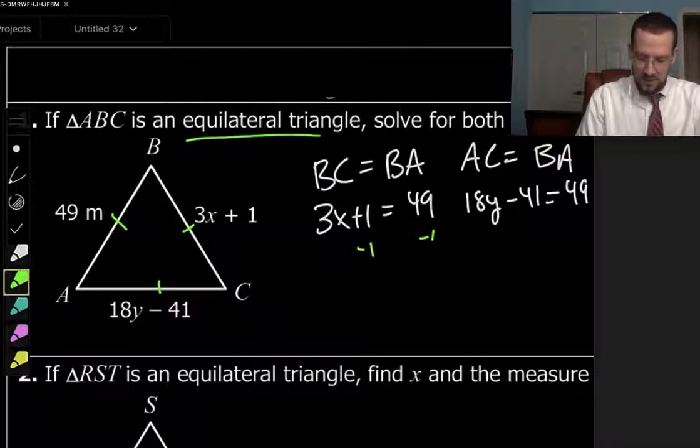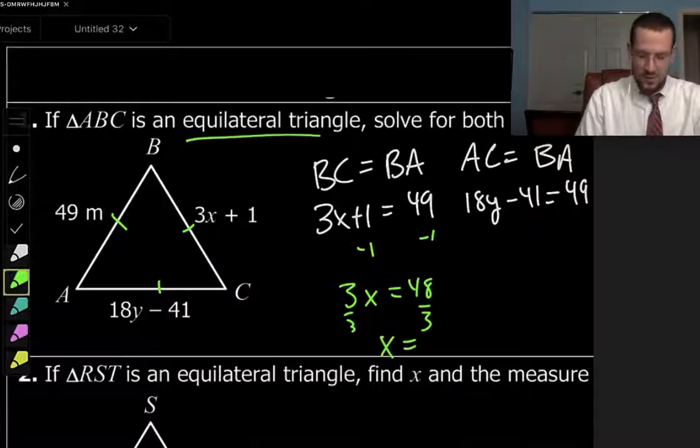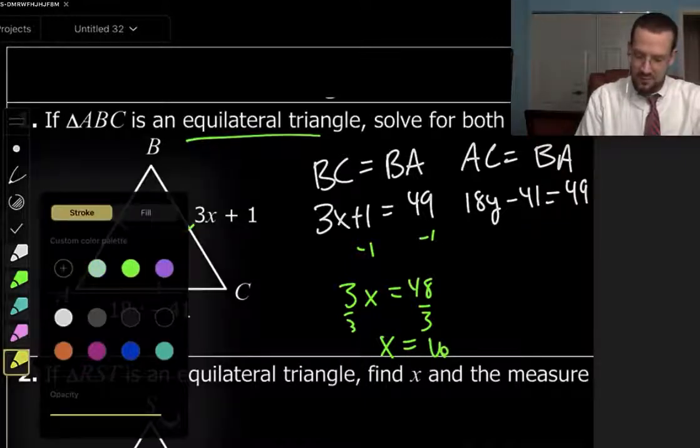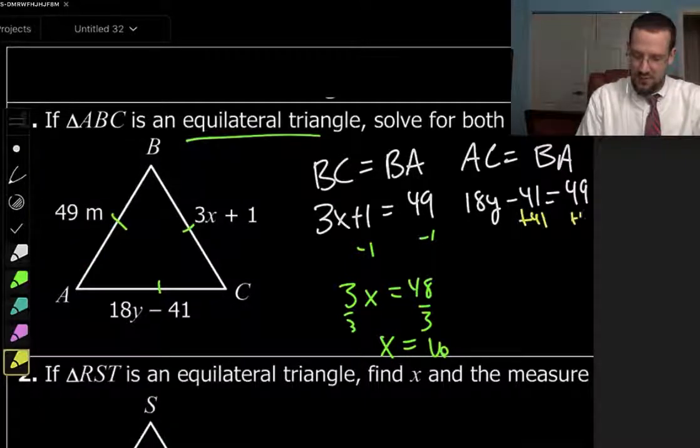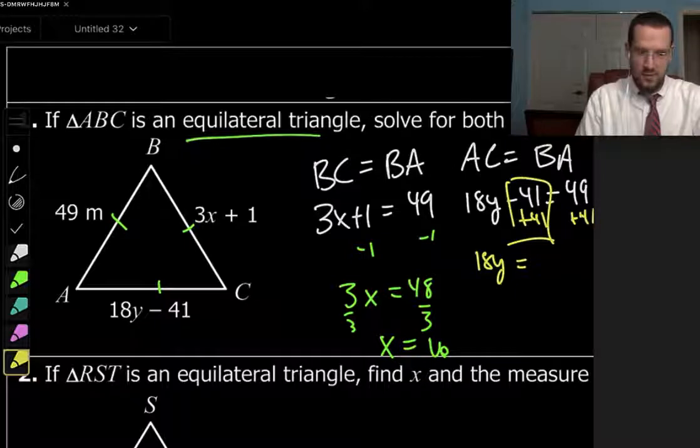So here we go. We get 3x is equal to 48, so x is equal to 16. Similar with y, just add 41 to both sides. 18y is equal to 90. So y is equal to 5. And that's what we're doing here.